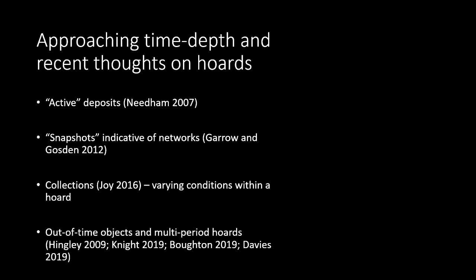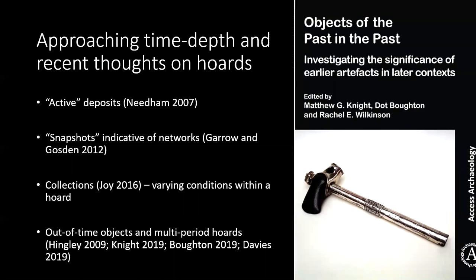And alongside this, there's been an increased amount of work on what I term out of time objects, that is earlier objects showing up in later contexts. Richard Hingley did a fantastic paper in Proceedings of the Prehistoric Society on Bronze Age objects showing up in Iron Age contexts, and that has stimulated me to investigate this phenomenon further. And a shameless plug for a book that I co-edited and was published last year called Objects of the Past in the Past, which looks at this phenomenon throughout time, and that is open access and available on the Archaeopress website.